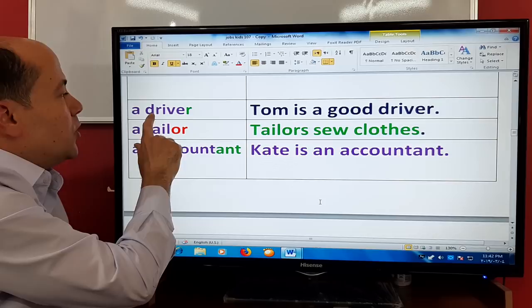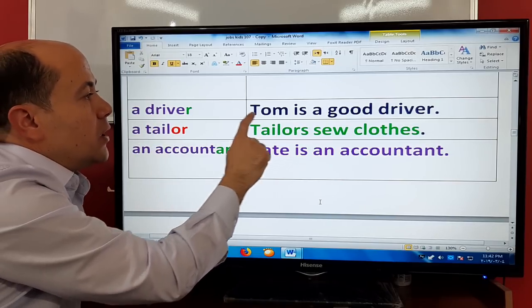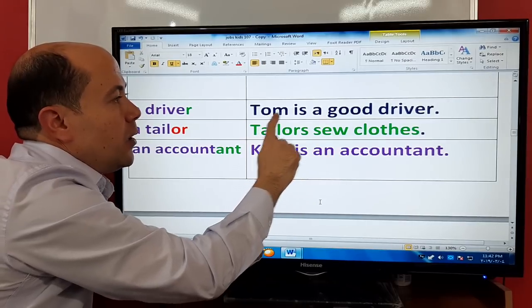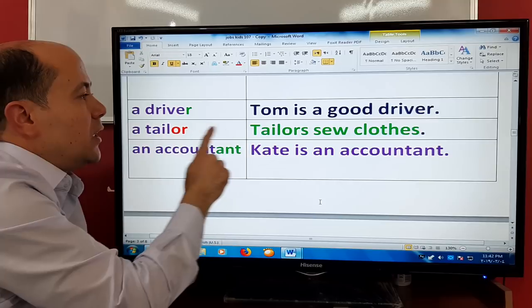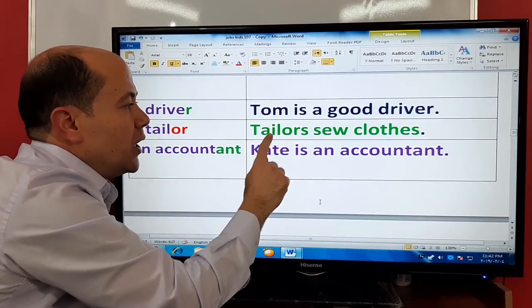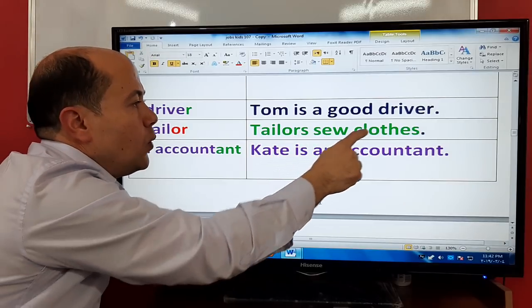A driver, driver. A driver, سائق. Tom is a good driver. Tom سائق جيد. A tailor, خياط. Tailors sew clothes. الخياطون يخيطون الملابس.